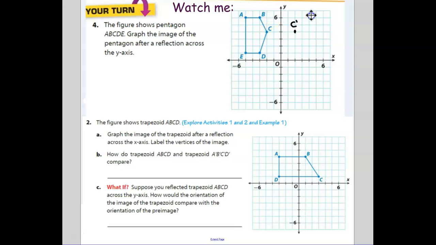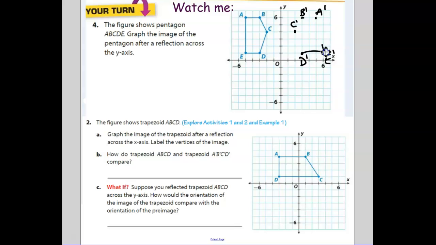B is 3 away, so I'm going to go 3 away over here and call that B prime. A is 5 away, so I'm going to go 5 away over here and call it A prime. D is 3 away, so I'm going to put D prime 3 away. And E is 5 away, so I'm going to put E prime 5 away like that. And I'm going to connect my dots.